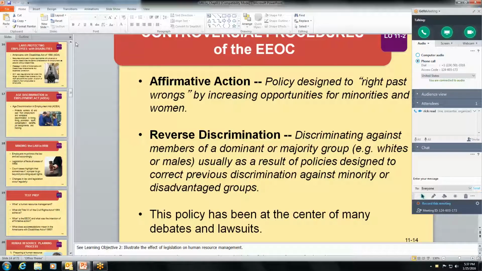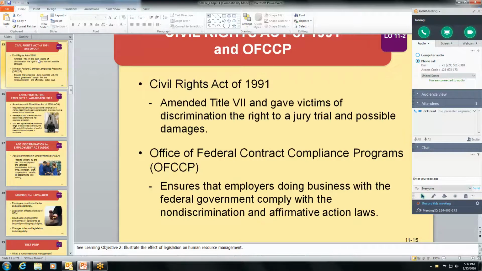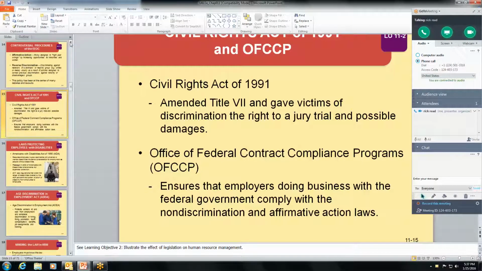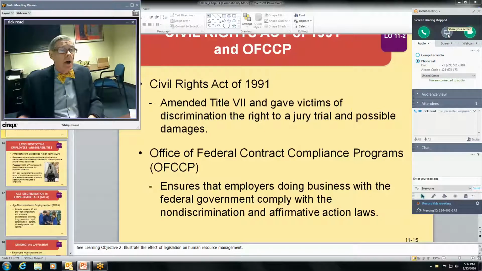We need to go back one. No, all right. Civil Rights Act of 1991, which amended the Civil Rights Act of 1964, gave victims of discrimination the right to jury trial and possible damages. And then we have the Office of Federal Contract Compliance Programs, OFCCP. This ensures that individuals and corporations, companies doing business with the federal government, are complying with existing laws.